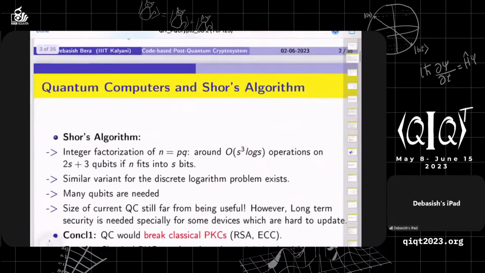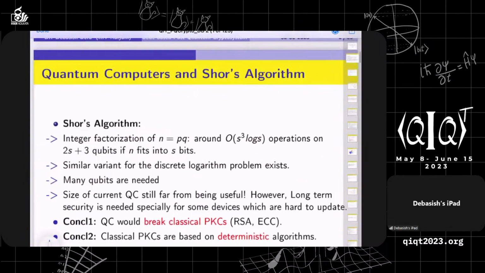These two problems are usually exploited in today's public key crypto systems. But with Shor's algorithm and the help of quantum computers, it is already proven that this n equal to pq factorization can be solved within polynomial time. It can be solved.